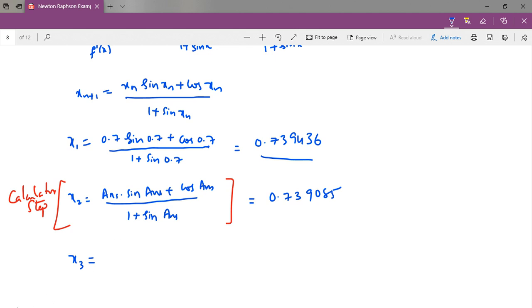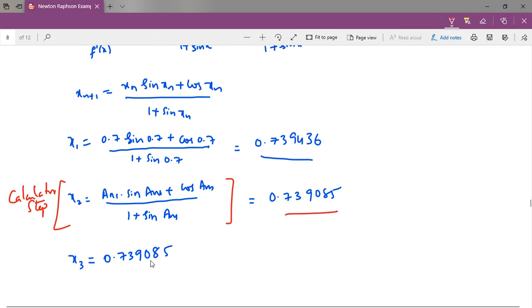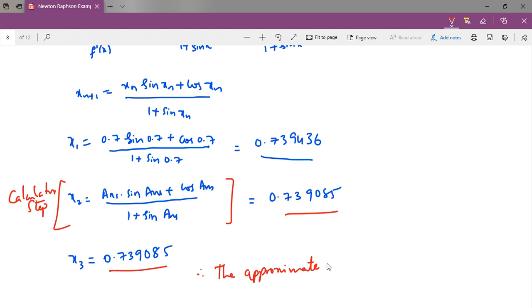Next, immediately after pressing equal to, just press the equal to button, don't change anything. This gives x3 as 0.739085. Now we see that we have got two iterations, x2 and x3, with the same answer. Therefore we can say that the approximate value of the root is 0.739085.